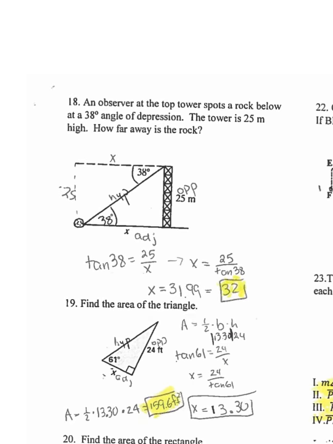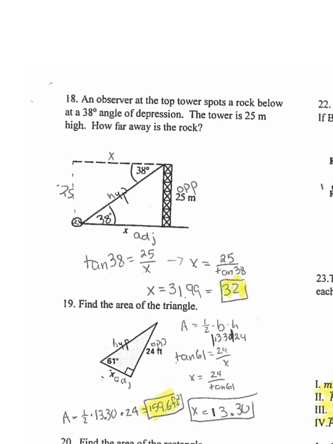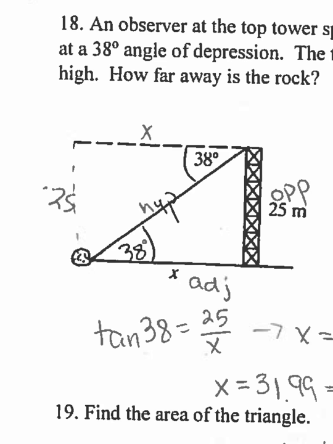$18, an observer at the top of the tower spots a rock below at a 38-degree angle of depression. The tower is 25 meters high. How far away is the rock? So like we mentioned in the supplement for the final, angles of elevation normally do not show up in the right triangle that's set up on the ground. So you remember, angles of depression go from the line of sight, usually to the hypotenuse of the triangle that's formed.